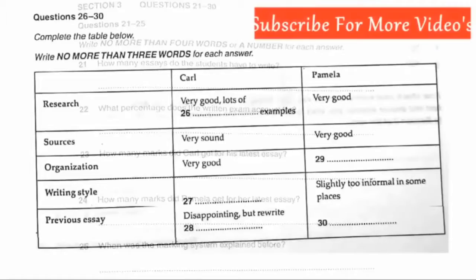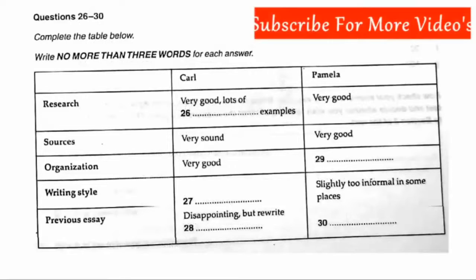Before the conversation continues, look at questions 26 to 30. As you listen to the next part of the talk, complete the table. Write no more than three words for each answer.